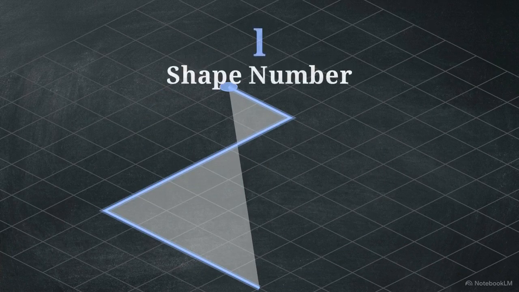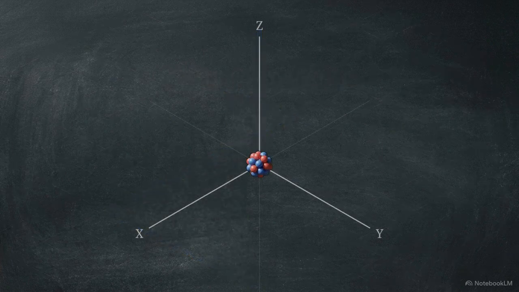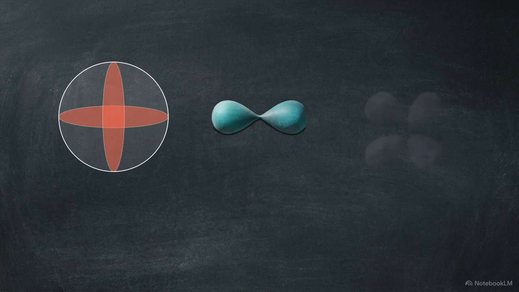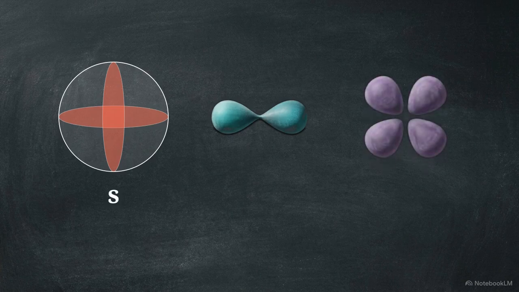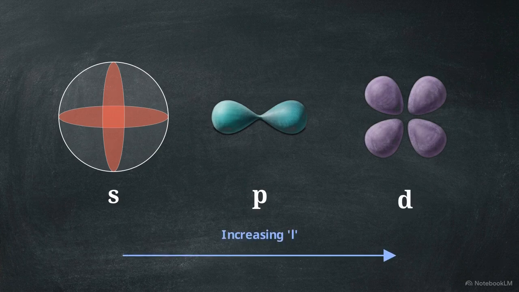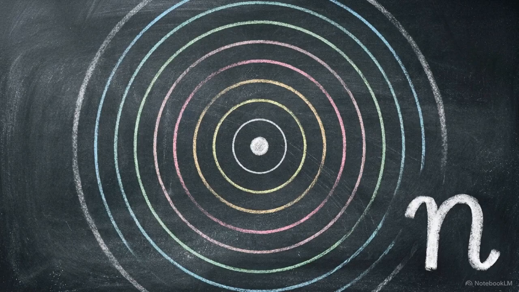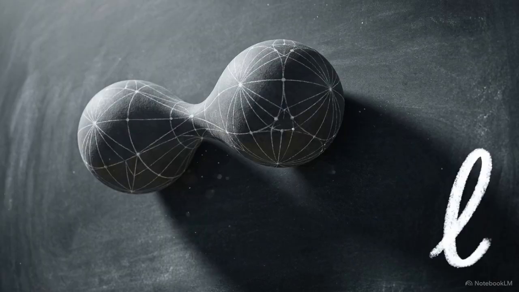Once we have the city, we need the street. Scientists call this the L value, or the shape number. Instead of measuring distance, this number defines the specific geometry of the electron's neighborhood. These shapes start as a simple sphere, grow into a dumbbell, and eventually a complex cloverleaf. They are assigned letters: S for the sphere, P for the dumbbell, and D for the cloverleaf. As L goes up, the shapes become much more intricate. Essentially, N tells you how far out into the quantum city you need to go, while L tells you the geometric shape of the street you've arrived on.